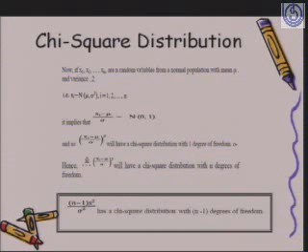So summation ((xi minus mu) upon sigma) whole square would have a chi-square distribution with n degrees of freedom, and we can also say that (n minus 1) s square upon sigma square, that means the ratio of sample variance divided by the population variance into n minus 1, also has a chi-square distribution with n minus 1 degrees of freedom. So basically, I have given you 3 situations where the chi-square variable is prevalent.